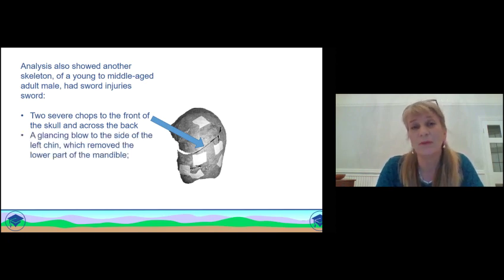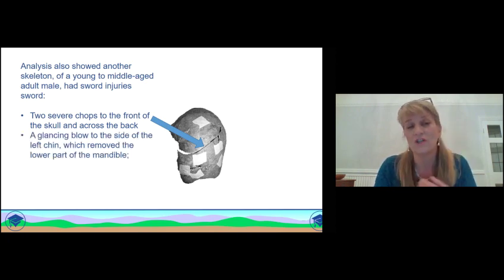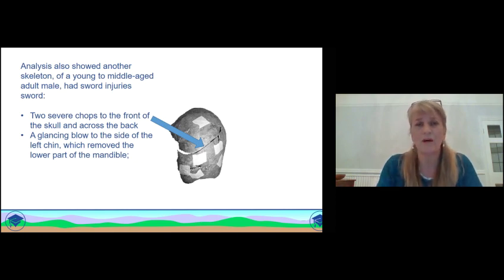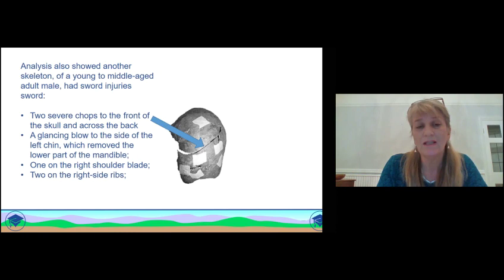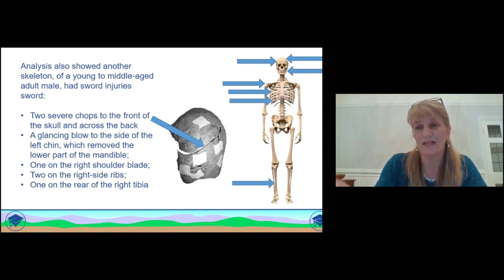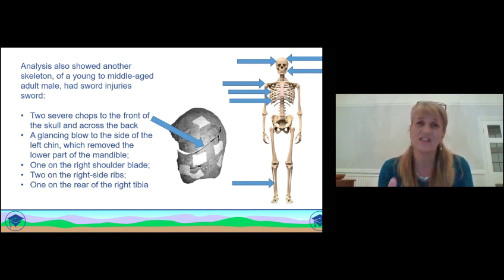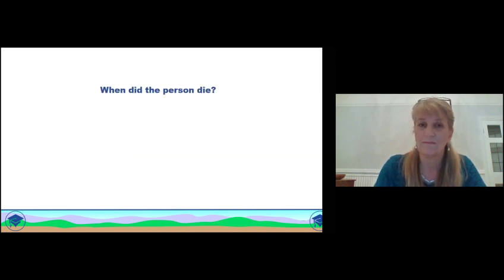They had a glancing blow to the side of the left chin, which had taken away part of the lower part of the mandible. They had another injury on the right shoulder blade, 2 on the right-hand side ribs, and 1 on the rear of the right tibia. So on this skeleton, you can see these are the locations of all of the sword injuries from this individual. So clearly our woman was not the only person who'd suffered at the hands of the swordsman.